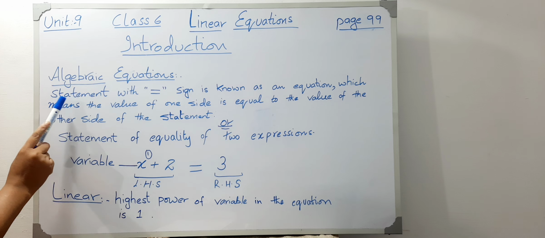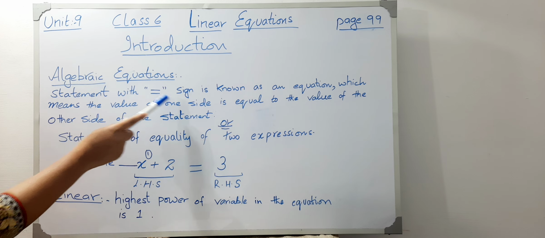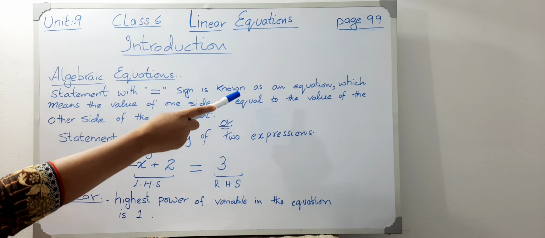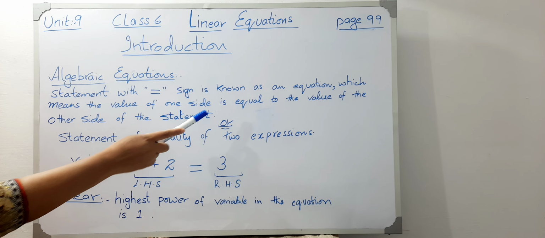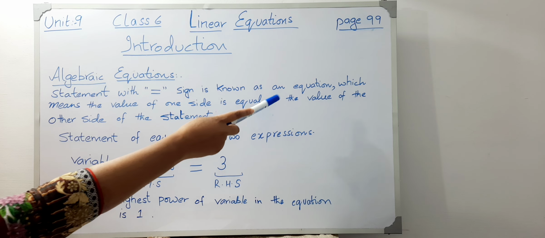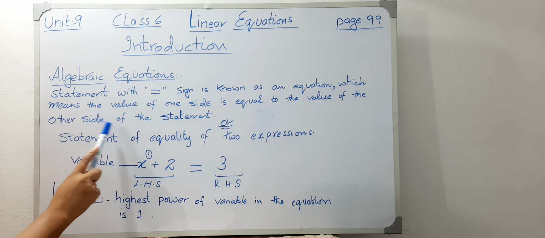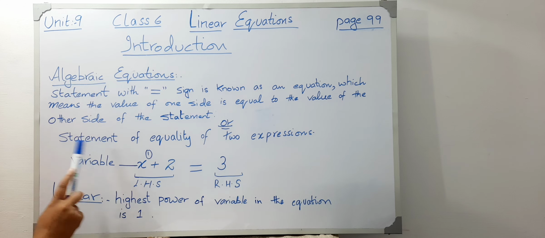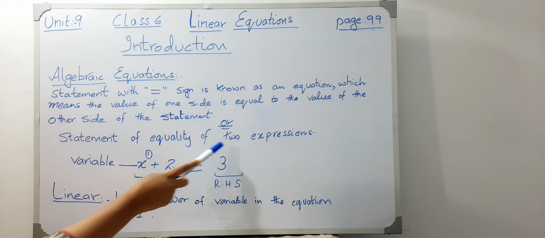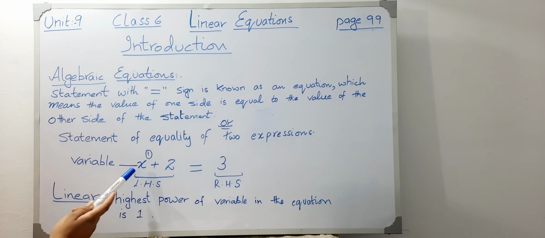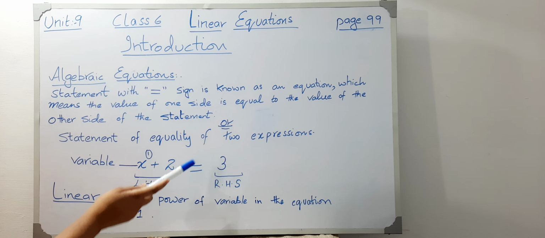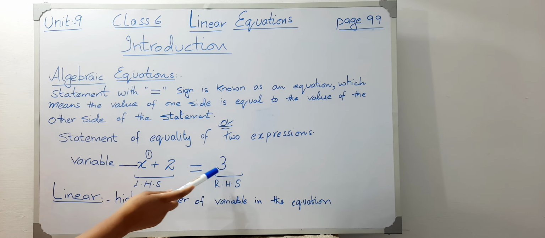Algebraic equations: a statement with an equal sign is known as an equation, which means the value of one side is equal to the value of the other side of the statement, or a statement of equality of two expressions. Now you can see here is the equation: x plus 2 on one side, the equal sign, and 3 on the other side.